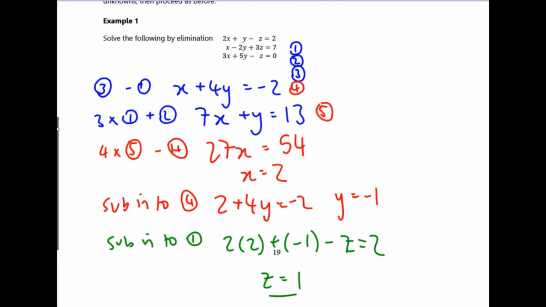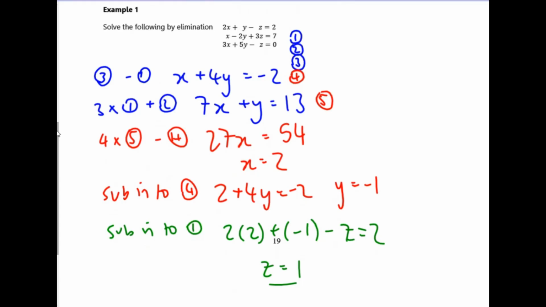The x is 2, y is minus 1, and z. Yeah, it's not too bad, but there are lots of places where you can make mistakes. Now we can also do this using a matrix method.